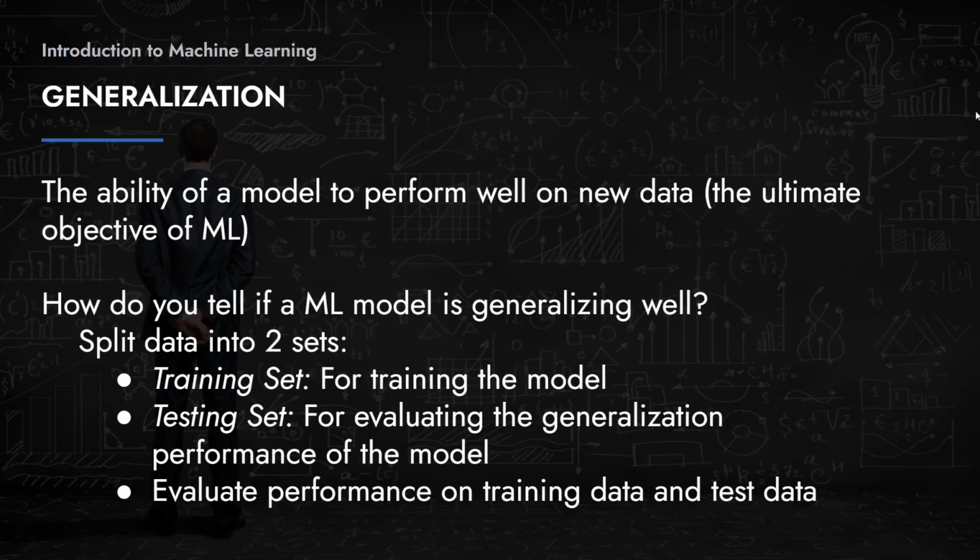Now let's talk about a concept in machine learning called generalization. Generalization is the ability of a model to perform well on new data. Basically, the ultimate objective of machine learning: we're using training data, historic data, to train the model, but the whole aim of creating a model is so we can predict on new data, right? So the better it performs on new data, the better the model, the better we've achieved our goal.